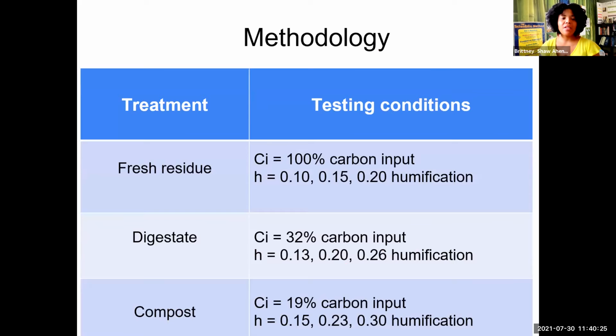So with the methodology, when you look at the H or the humification coefficients, one of the reasons why you see it higher through the digestate and the compost is due to that respiration. You have that microbial matter in the soil. So that is allotting for those H values. Next slide.